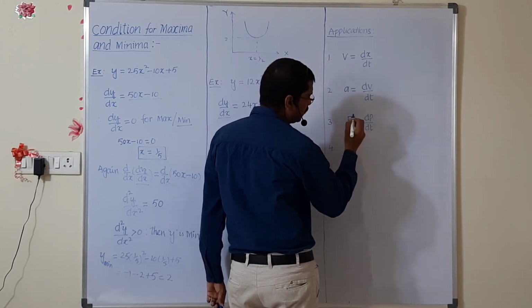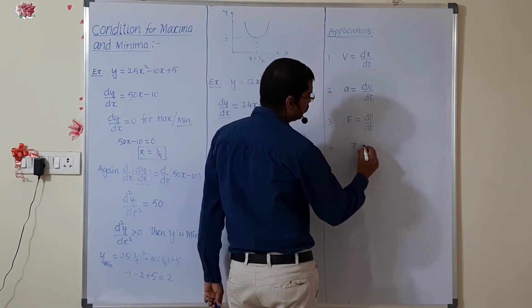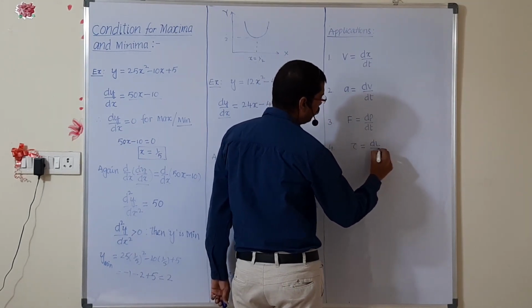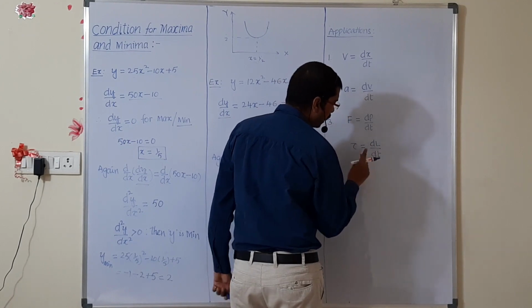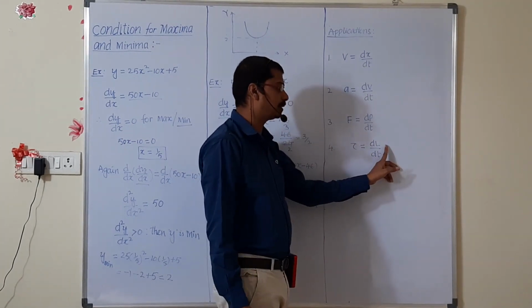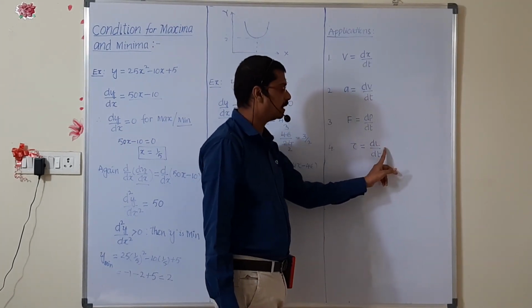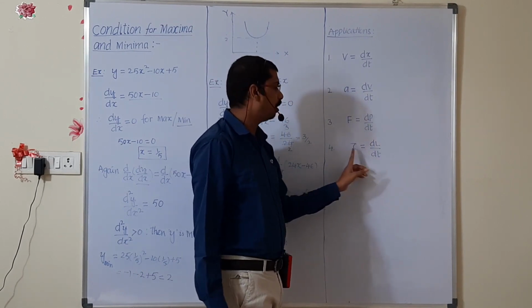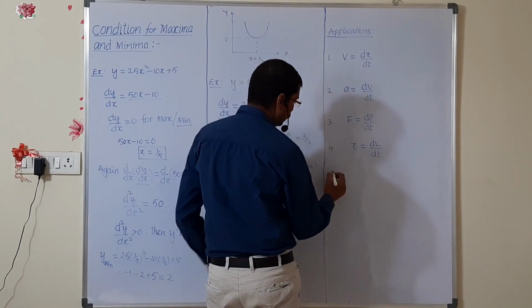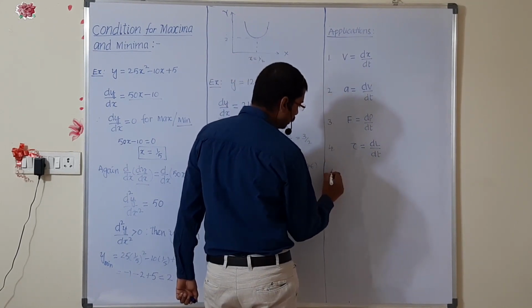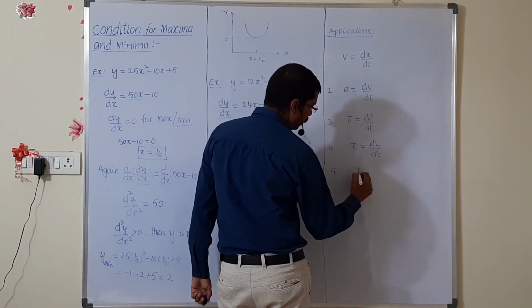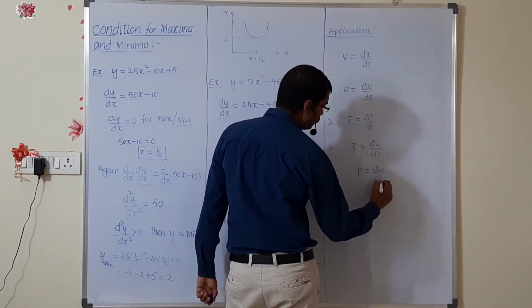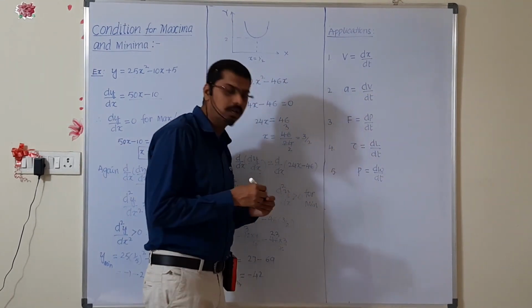Now if you take another one, F is a linear force. The tau we can take, this is an angular force. This angular force we can write as dL upon dt, the rate of change of angular momentum. That is linear, and this is angular. The rate of change of angular momentum is called tau. Now if you take another one, the power P we can write as dW upon dt. The rate of doing work is called power.